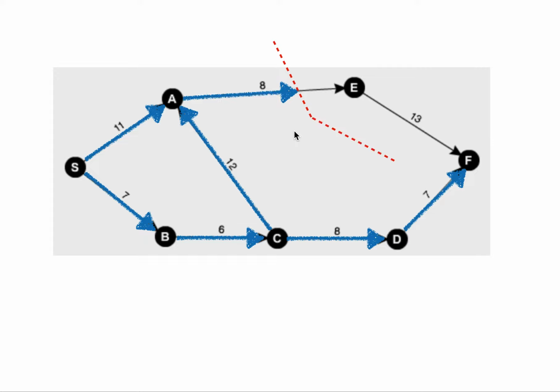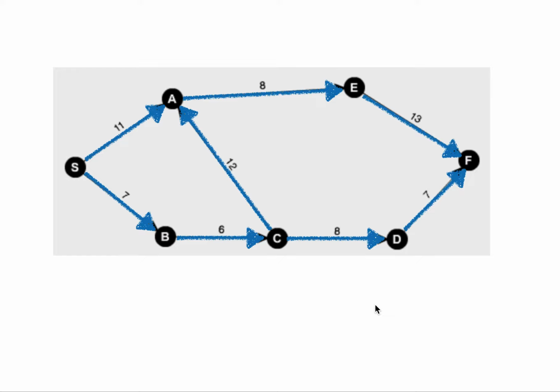If we continue the cut down towards this edge of 7, we've cut off flow from D to F there, so we're going to count that 7. The capacity of that cut would be 8 plus 7, which is 15, which looks like a relatively low cut for this graph. Remember that our aim is always to try to find the minimum possible cut, so we still have to see if there are any other cuts that would have a smaller capacity than 15.